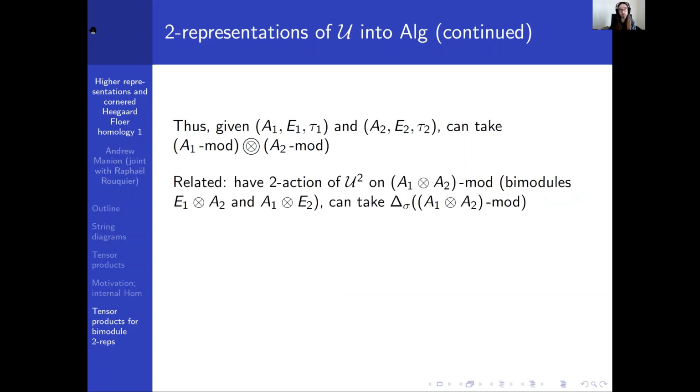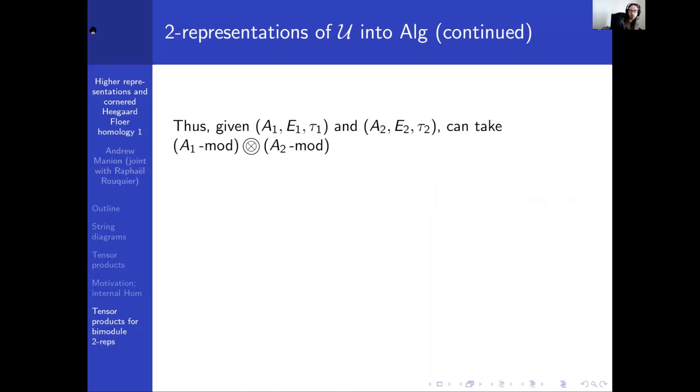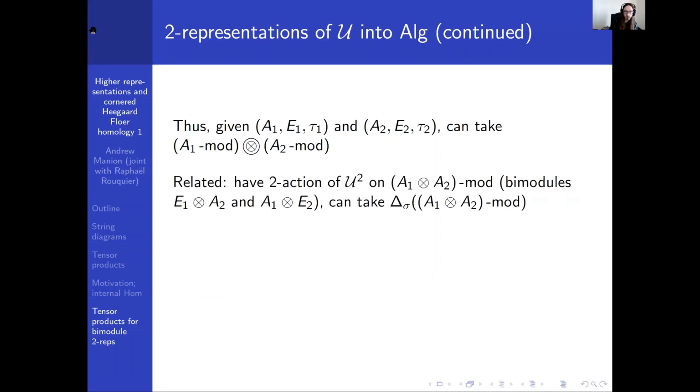Well, here's something related I could do, more related to the Deligne tensor product of categories. This tensor product above would be based on A1 mod tensor A2 mod. That would be my W, is A1 mod tensor A2 mod. But I could take W instead to be a sort of Deligne tensor product. I could take it to be like A1 tensor A2, parentheses, mod. I still have a two action of U squared on that, basically defined as before.